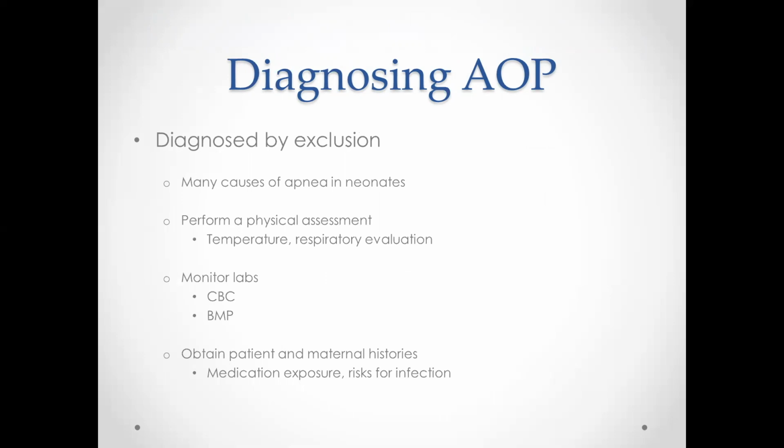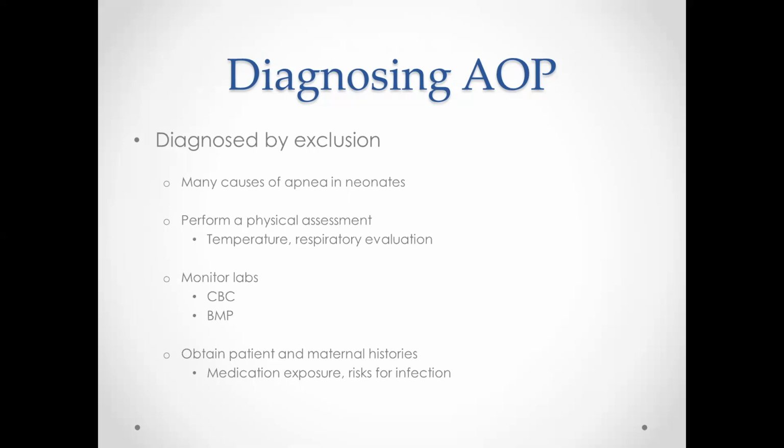You can do this by using a physical assessment. Specifically, you want to look at temperature as well as respiratory, just a full respiratory evaluation. Looking into labs, you want to get a full CBC, including white blood cell count with differentials, as well as red blood cells and platelets. You want to do this to help rule out any signs of an infection or any sort of anemia.